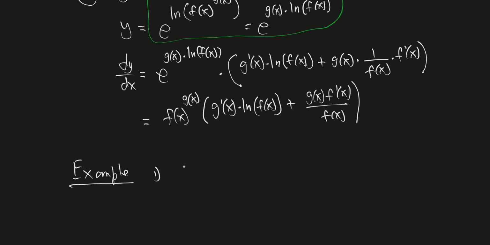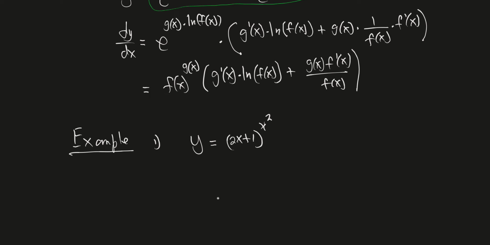All right. So what do they look like? So that you'll be able to recognize them. Well, here's a simple one. You could have something like y equals 2x plus 1 raised to the x squared power, right? You have a linear function, right? So that's definitely not a constant. And it's raised to a quadratic function, which again is not a constant. So this function is neither power nor exponential, right? So let's use logarithmic differentiation for this one.